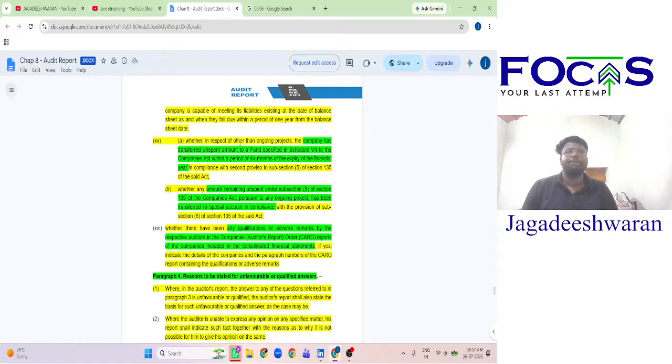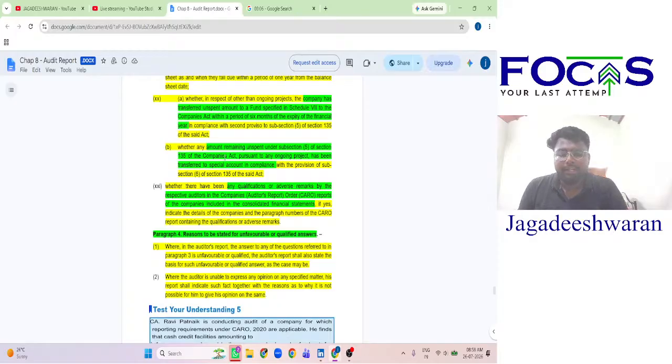So one is other than ongoing project, specified fund under Schedule 7. Next is about ongoing project, special account. Okay? Have we complied with section 135 subsection 5 and subsection 6? So all of this is for standalone financial statement. Okay, clause 21 is only for consolidated financial statement.